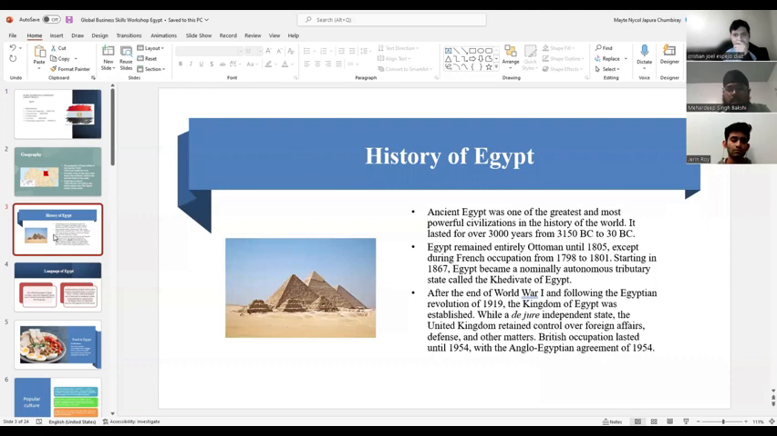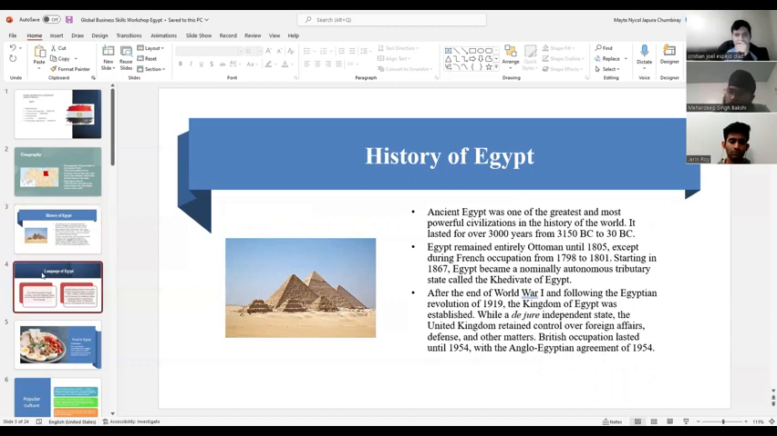History of Egypt. Egypt remained entirely under the Ottomans until 1805, except during the French occupation, as a nominally autonomous tributary state called the Khedivate of Egypt. After the end of World War One and the Egyptian Revolution of 1919, the United Kingdom retained control over foreign affairs.